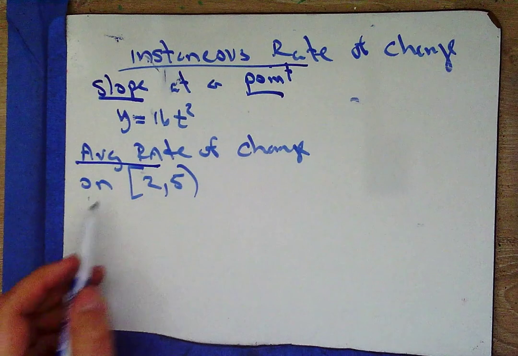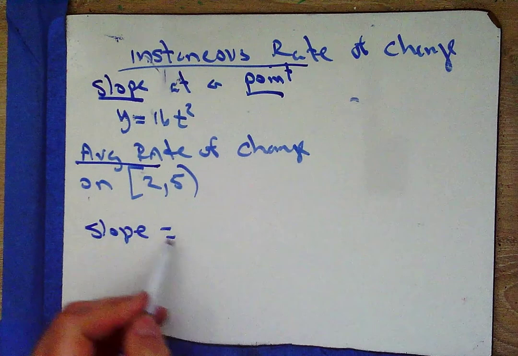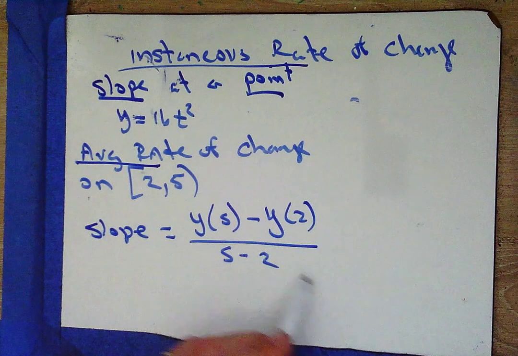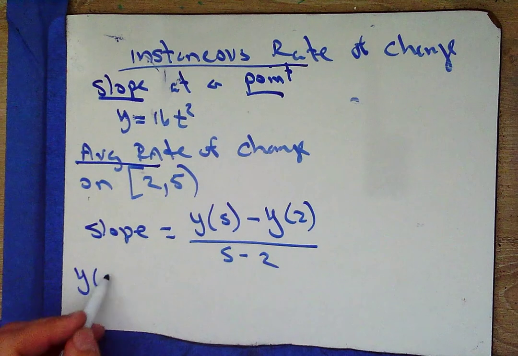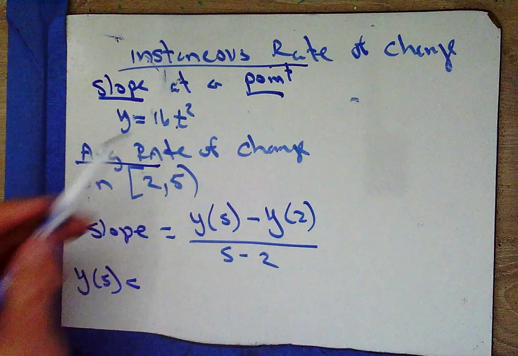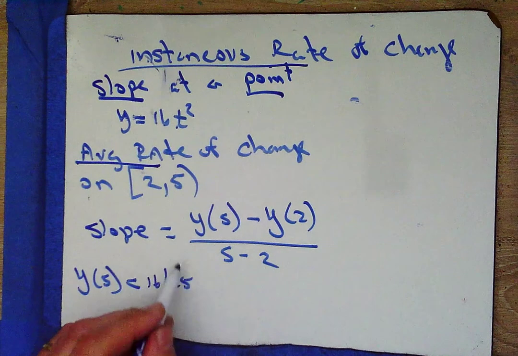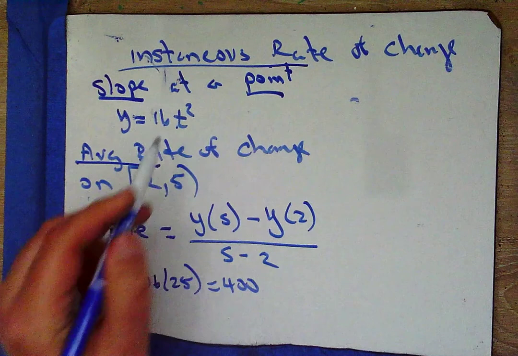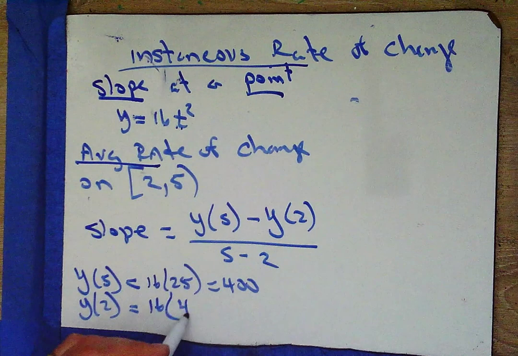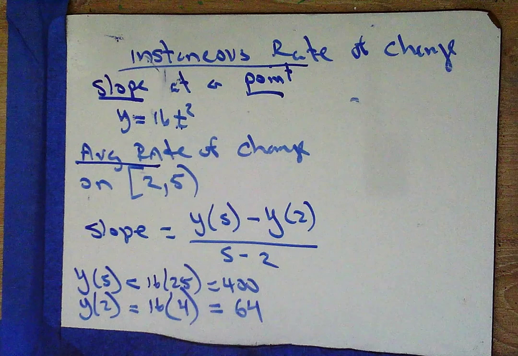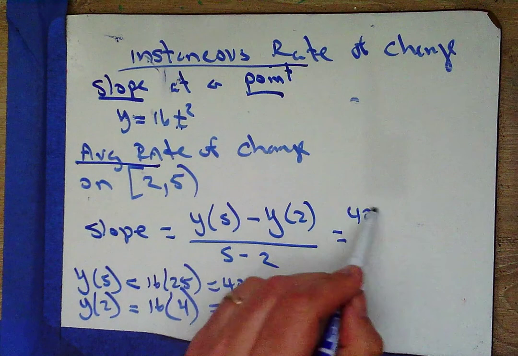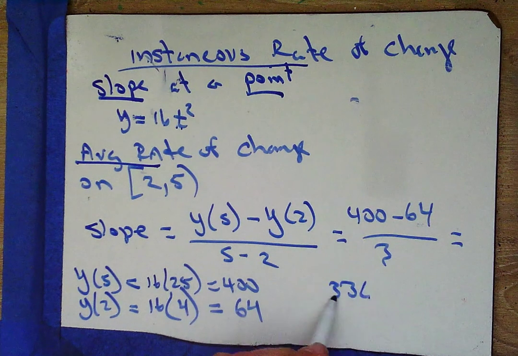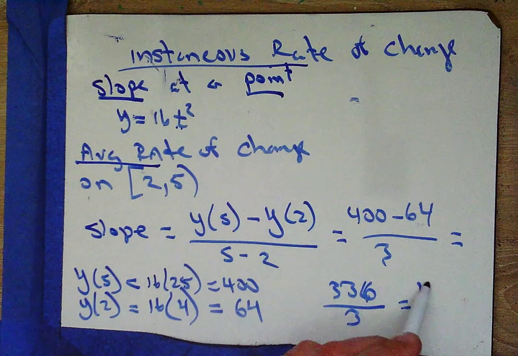So average rate of change is slope. And so in order to find the slope, I need y of 5 minus y of 2 over 5 minus 2. And how will I find y of 5? Well, I'm going to plug that 5 in for t. So I have 16 times 25, which is 400. And to find y of 2, well, I've got to plug a 2 in there now. 16 times 2 squared is 4, and so I have 64. So this becomes 400 minus 64 over 3, or 336 over 3, which is 112.